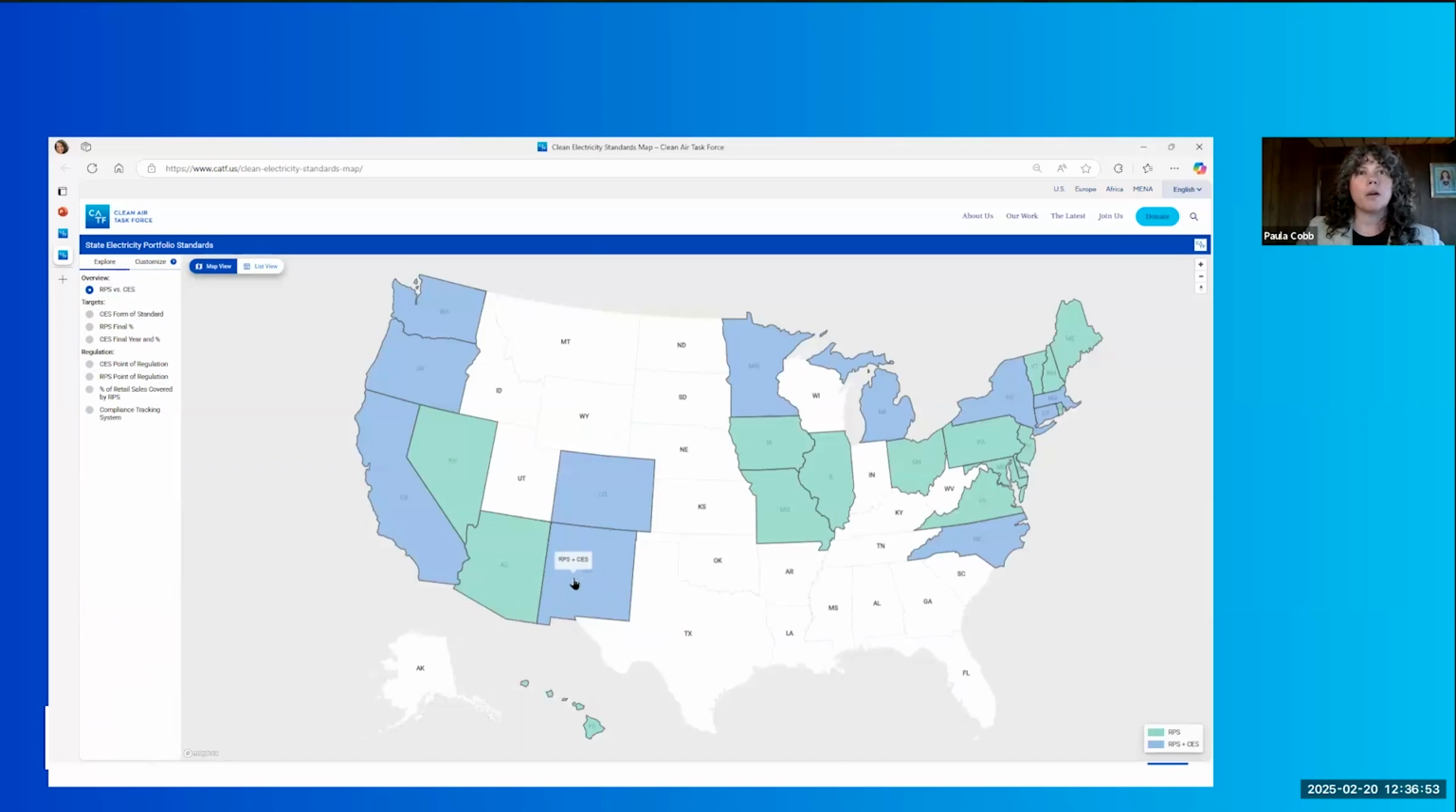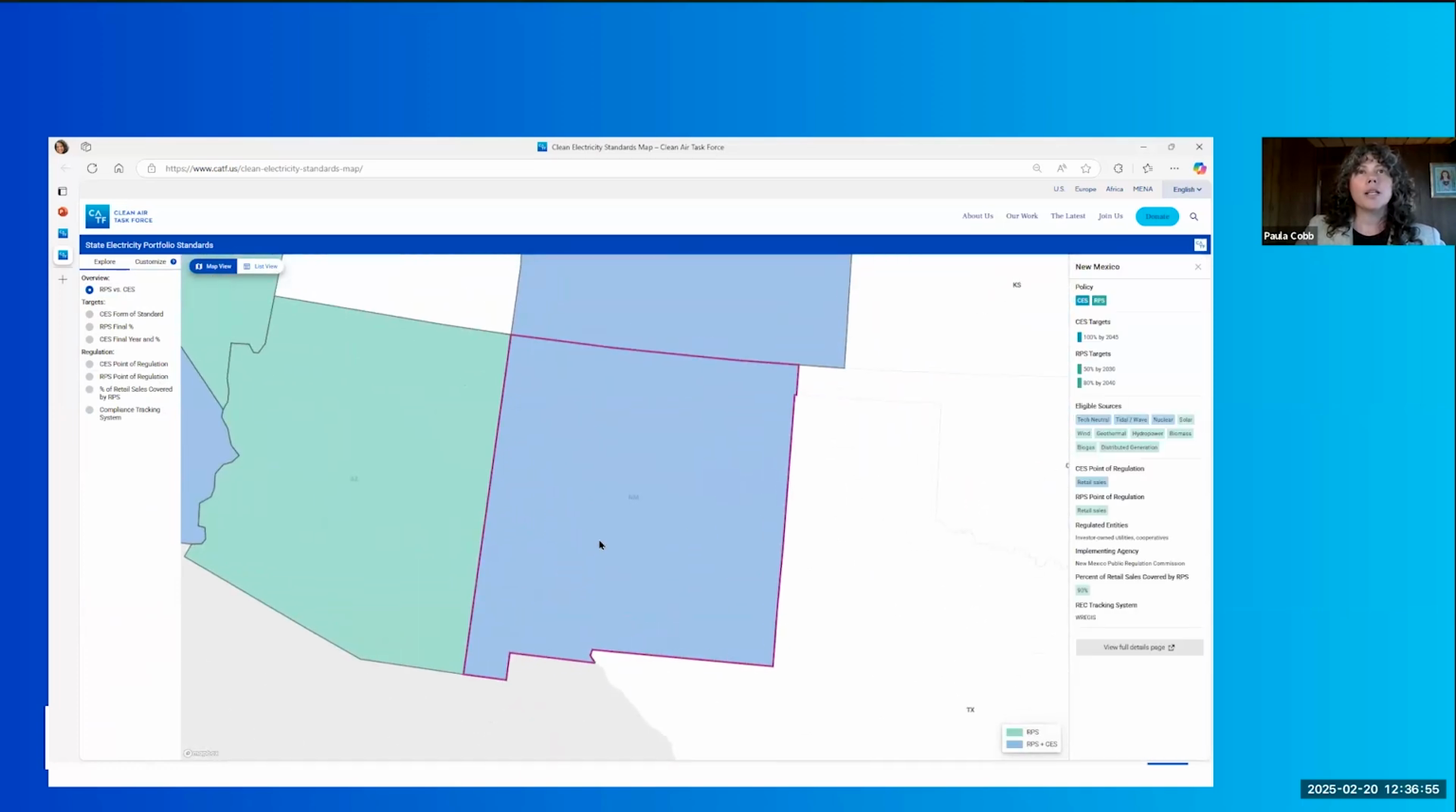Let's pick New Mexico. All right, so when you click on a particular state, what it'll bring up is a quick view. And when we were thinking about the design of this, I was actually imagining myself sitting in a legislative committee meeting where they're talking about a clean electricity standard, right? And someone brings up a state that has a standard. I've got my cell phone, that's what I've got. This is a really quick view of the lay of the land in the state.